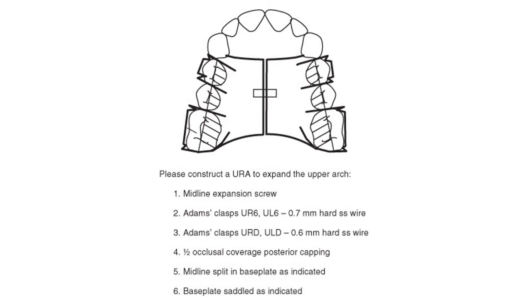Adams clasp on both upper right and upper left first molar, and then state the size of the wire as well. And then you also need to write the Adams clasp on the deciduous teeth, and then the size of the wire used, and then also state half occlusal coverage posterior capping. Posterior capping is another name that we use for posterior bite plane to disengage the occlusion. And then you also need to explain about the midline split in the base plate as indicated to put the midline expansion screw. And then you also need to write up the base plate saddle as indicated.